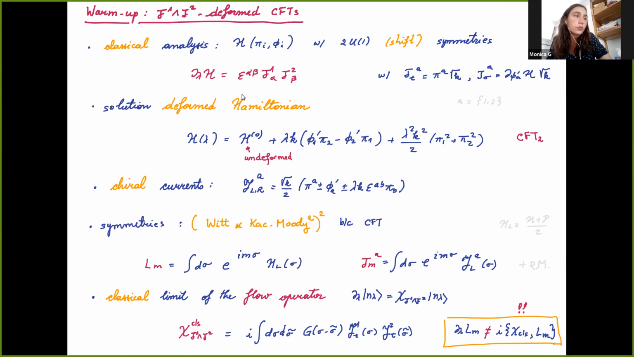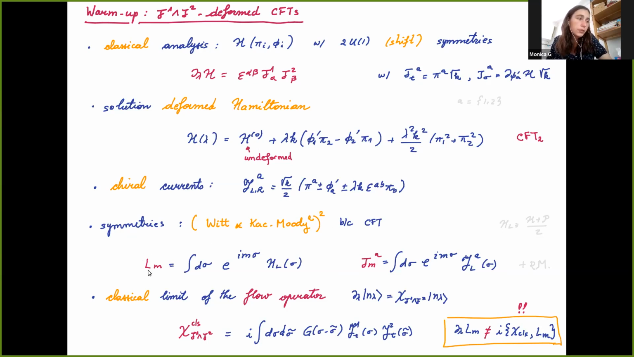For the J1 wedge J2 deformation, this is the flow equation for the Hamiltonian, where the two currents are modeled as shift currents. So the point is the following. Starting from any undeformed Hamiltonian with two U(1) shift symmetries, we can just solve this equation for the deformed Hamiltonian. We get this exact expression, and we can also compute the chiral currents in the deformed theory. Remember, this theory is supposed to have Virasoro times two copies of Kac-Moody.